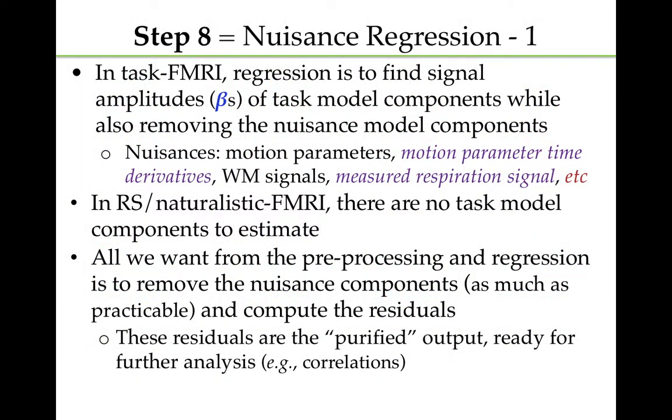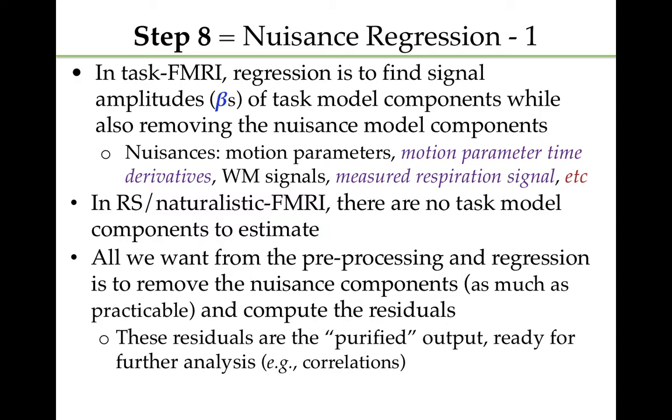Now we come to the regression, and I'm particularly going to talk here about nuisance regression. The nuisances include the motion parameters, which was discussed in a previous talk. Another thing you can do is the motion parameter time differences. That is, the difference between the motion estimate now and the motion estimate 1 TR ago, the derivative is sometimes called. This is how fast the subject's head is moving, not just how much it moved. White matter signals, which we just discussed. If you have the plethysmograph, the chest belt, you might have a measured respiration signal, and so on.